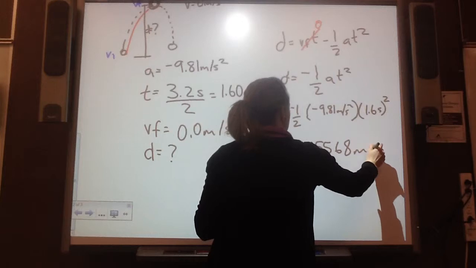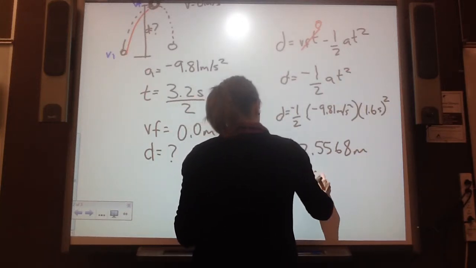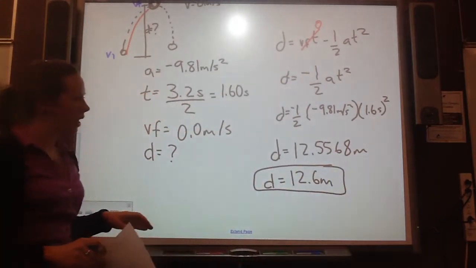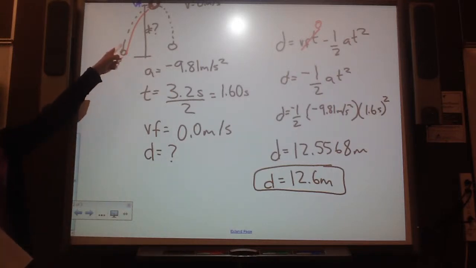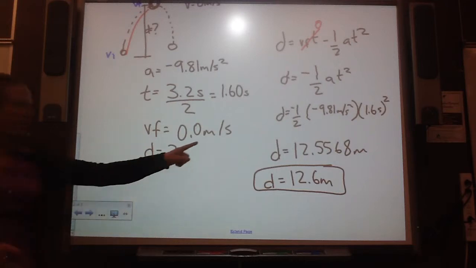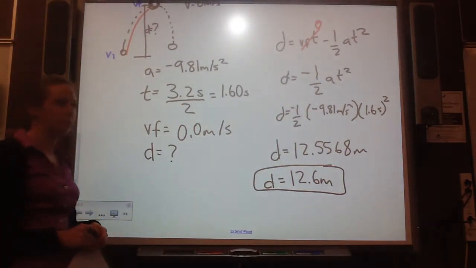Okay, so your answer should be 12.5568 meters. To two sig digs, that's 12.6 meters. Again, this is not displacement. We're not asked to give a direction, because we were just asked to find the height of something. Okay, and that's in reference to the ground up. So no, because this negative multiplied by a negative will give you a positive.